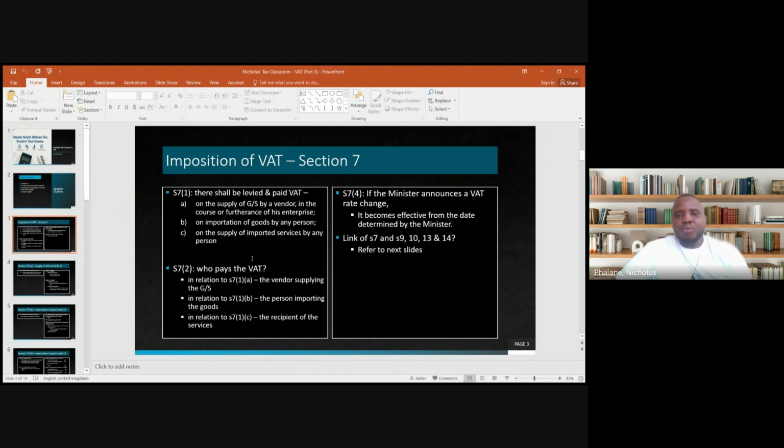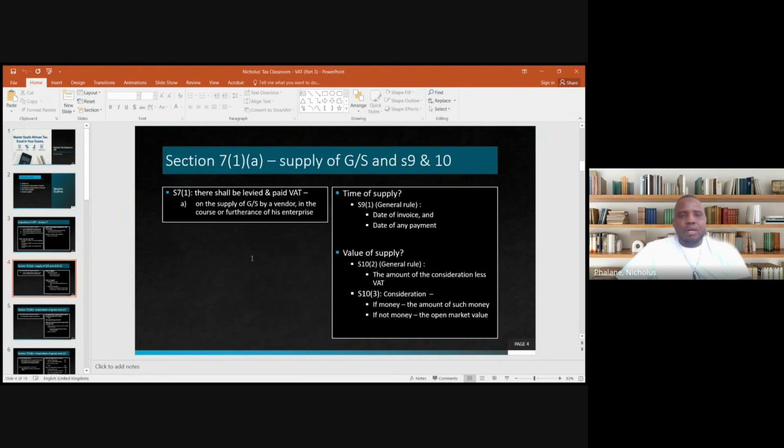So you need to look at numerous sections in order to deal appropriately with a VAT transaction. Let's look at all these rules. When we are looking at the supply of goods or services, not importation, we've already looked at Section 7(1), which tells us that the seller must levy and pay output VAT on the transaction. Then where are the time and value of supply rules? Like I said, they are in Sections 9 and 10. The general rule for time of supply is in Section 9(1).